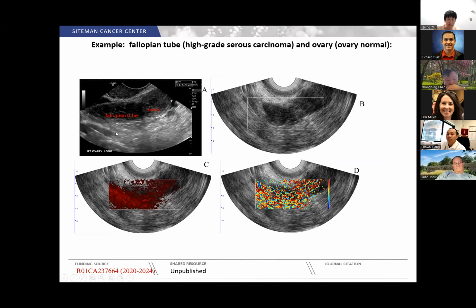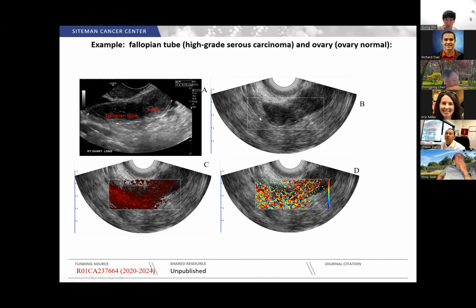And this patient had a fallopian tube here. You can see it was kind of enlarged based on ultrasound, and this is the ovary. And we see extensive signal. If you see the left bottom, we see extensive signal, which corresponds to higher hemoglobin concentration, and not much in the ovary region.